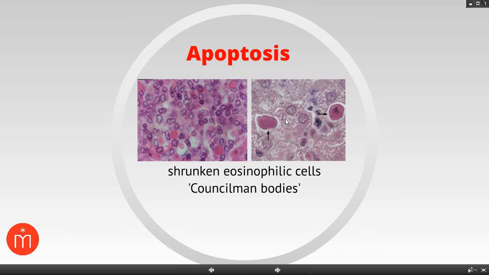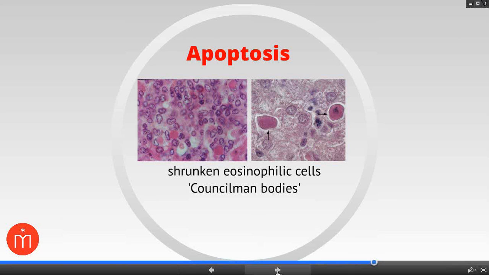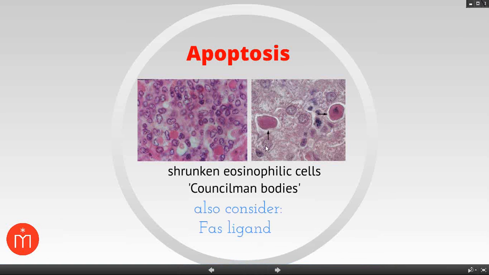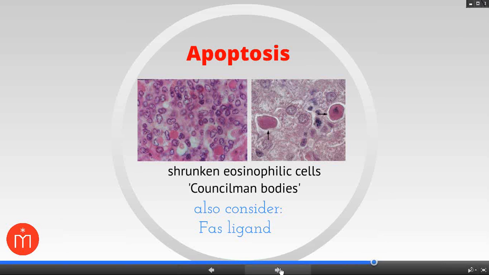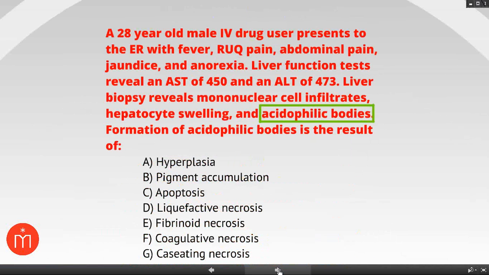These are also called Councilman bodies, an important term to remember, and something to keep in mind as we explore what the answer can be to our question. And of course, we'd also want to consider Fas ligand. Fas ligand, along with perforins and granzymes and calcium and caspase, these are all important components of the apoptotic pathway where cells are triggered by the immune system to commit suicide. So you want to recognize terms like that on the USMLE.